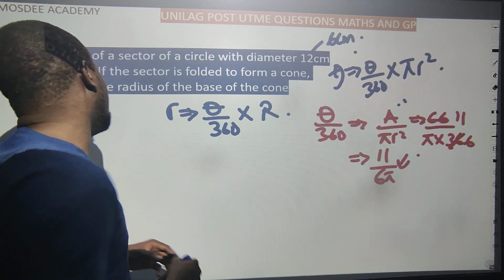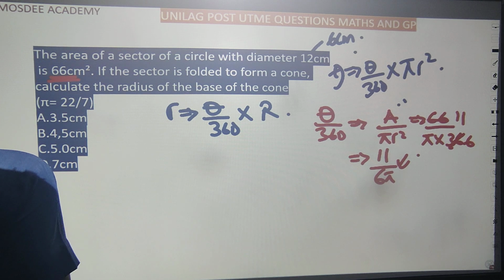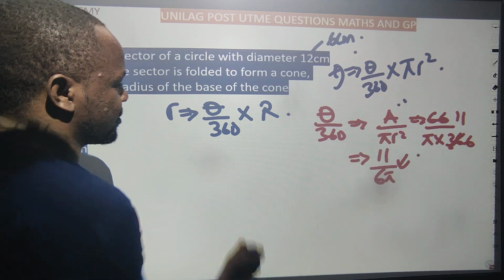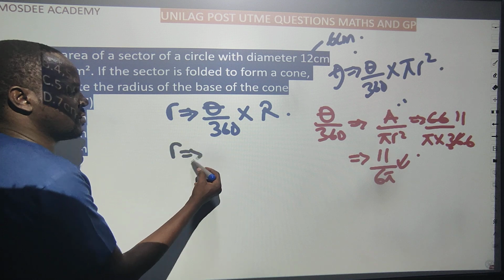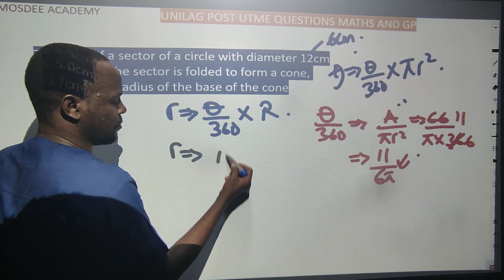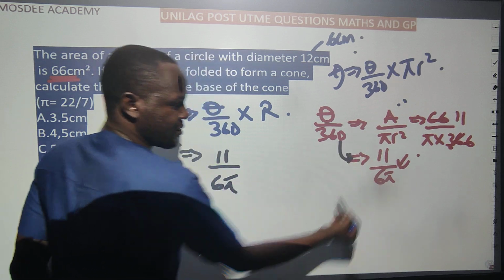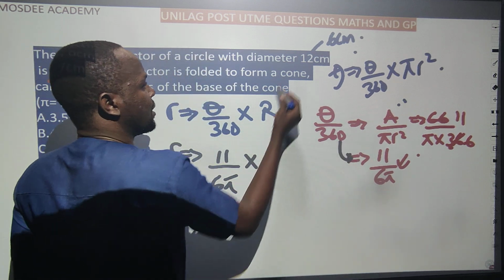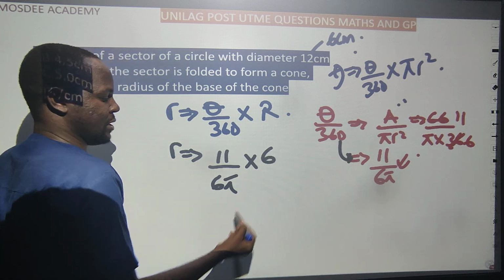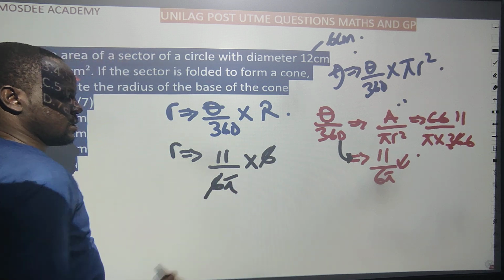So let's come to the formula here. I hope you guys understand what I'm doing there. What I'm doing is what you can do. So I'm looking for the radius of the cone. Theta over 360 is what? 11 over 6 pi. That's the answer for theta over 360 times big R. Big R is what? 6. What do I know? This gets cancelled out.